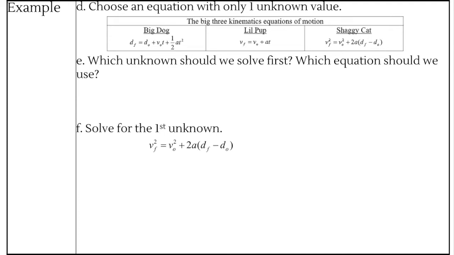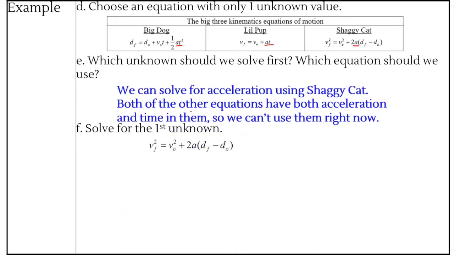Well, again, we can either solve for acceleration or time. So we need to look for an equation that's only missing acceleration or time. In this equation, I see acceleration and time. And in this one, I also see acceleration and time. So the only equation I can use is going to be Shaggy Cat. And just like I said over here, we have to use Shaggy Cat to solve for acceleration because the other equations both have acceleration and time. So we're not able to use those at the moment.